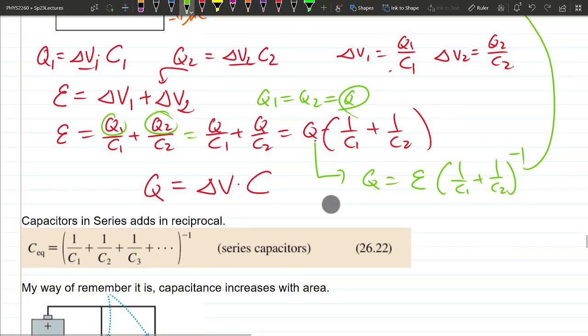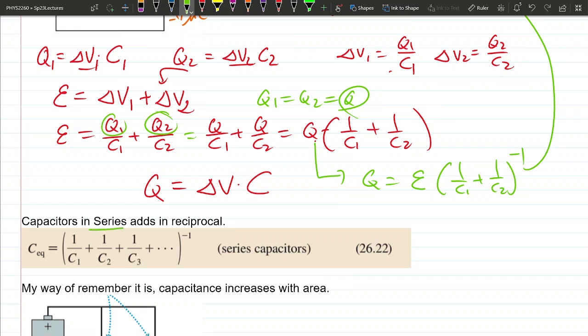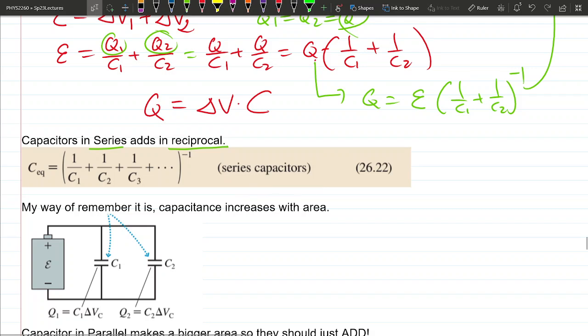So in general, capacitors in series act in reciprocal. This is what you want to remember in the back of your head. If the capacitors are in series, it's going to be in the reciprocal. Adding reciprocals means you take the reciprocal of the capacitance, you add them together, all 3 of them, and then you take the reciprocal of the whole thing.